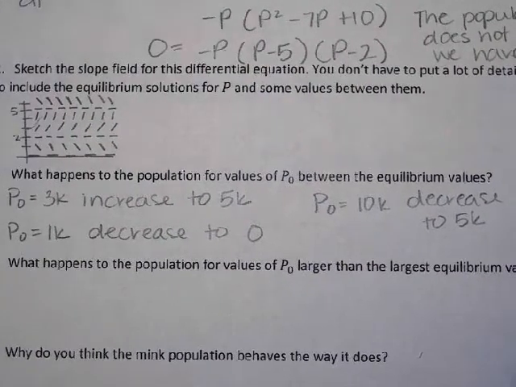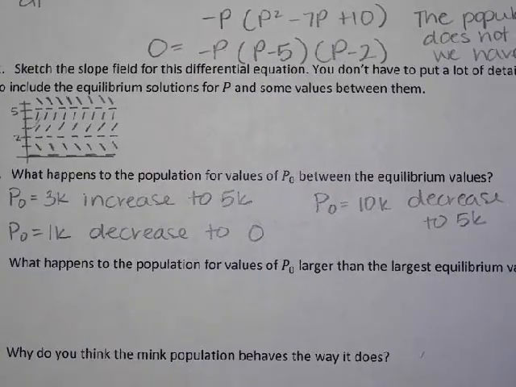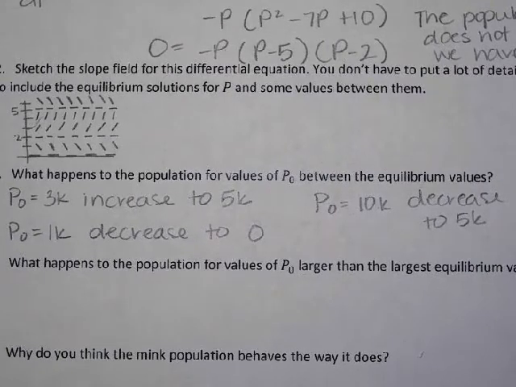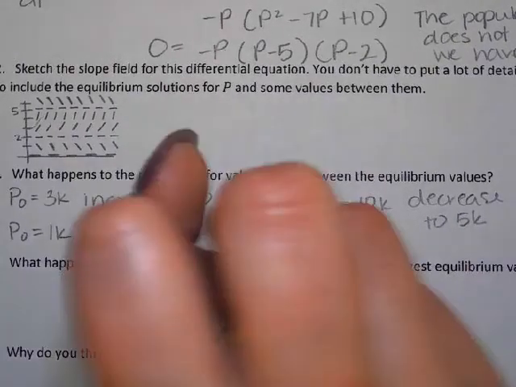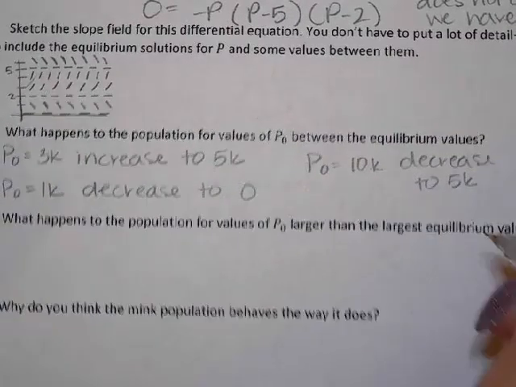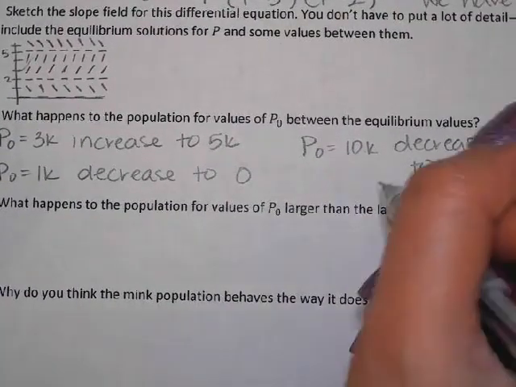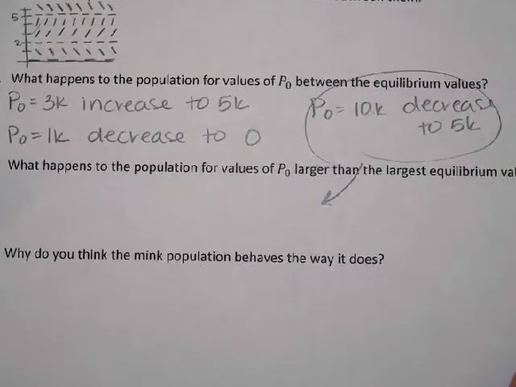What if we started at like 1,575? It would go down to 0. Okay. What if we started at 2,000? Stay at 2,000. Sounds like my investment strategy. So we said, what happens to p-values larger than the largest equilibrium value? We already answered that. It just goes down to 5,000.